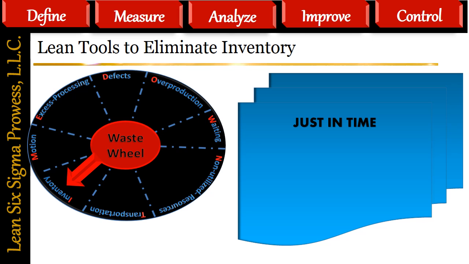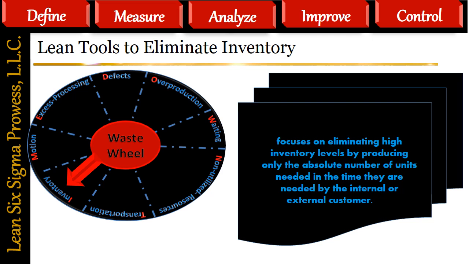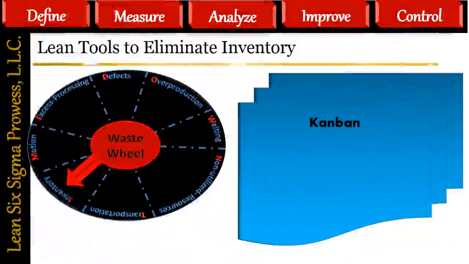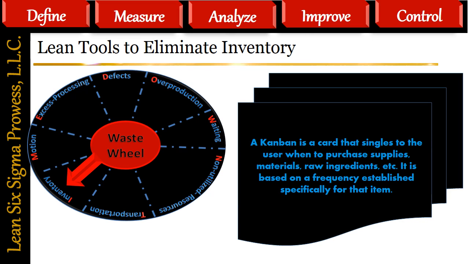Eliminate or reduce inventory levels by implementing just-in-time processing. Just-in-time focuses on eliminating high inventory levels by producing only the absolute number of units needed in the time they are needed by the internal or external customer. Just-in-time processing requires a series of systems to be in place in order to be successful. One such system is called a Kanban. A Kanban is a card that signals to the user when to purchase supplies, materials, raw ingredients, etc. It is based on a frequency established specifically for that item.